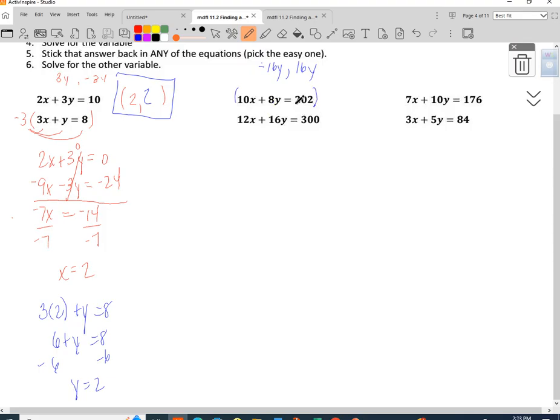I'm going to multiply this whole equation by negative 2. So I'll have negative 20x minus 16y equals negative 404. And I'm not doing anything to this equation. I'm just bringing it down.